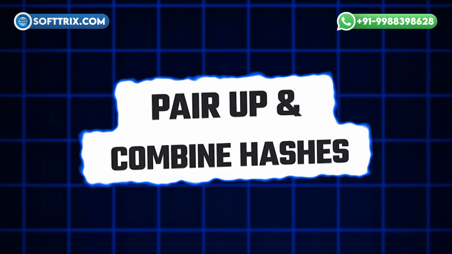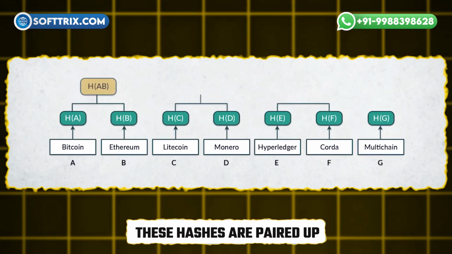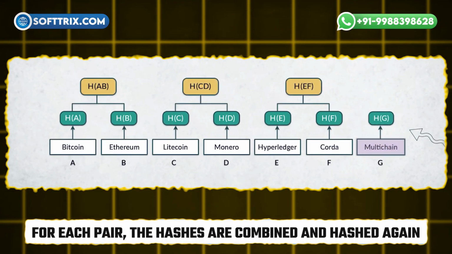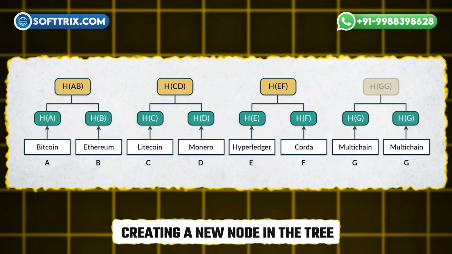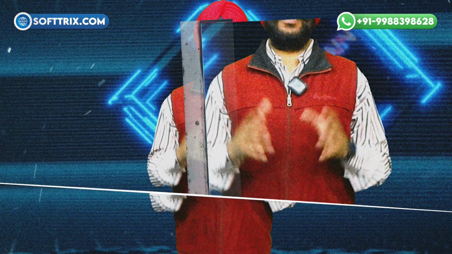Step 2. Pair up and combine hashes. Next, these hashes are paired up. For each pair, the hashes are combined and hashed again, creating a new node in the tree. This process continues layer by layer.